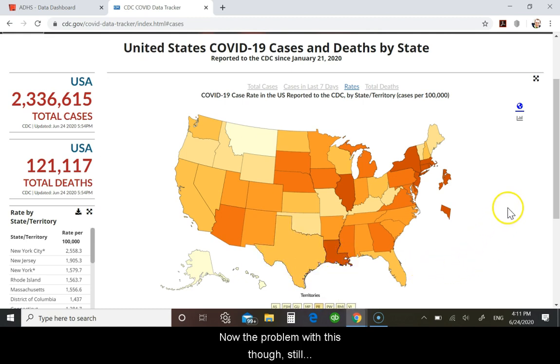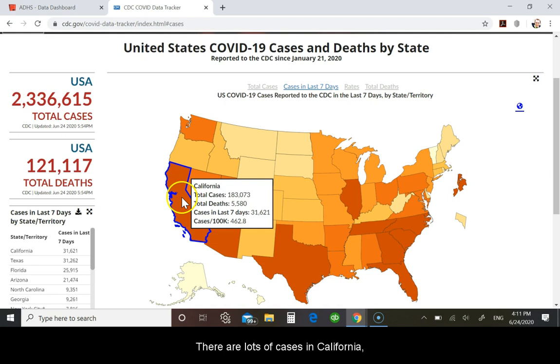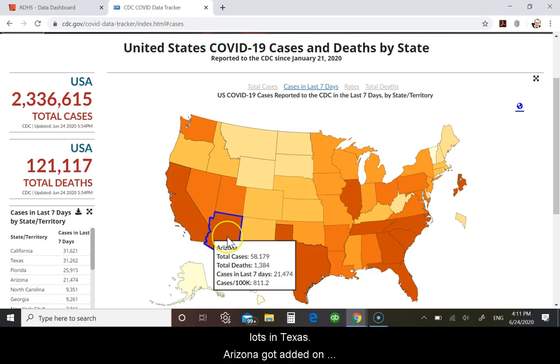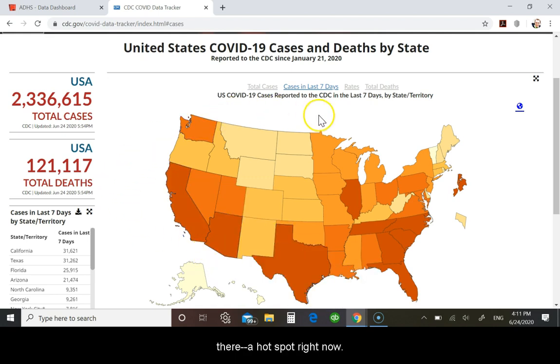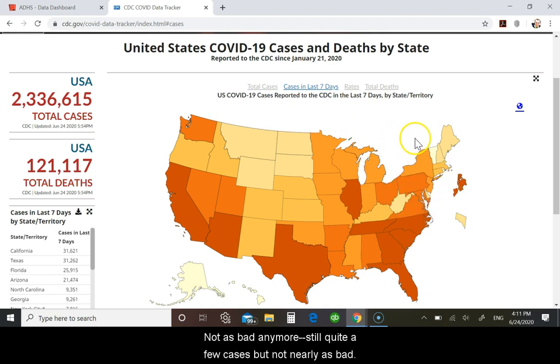Now, the problem with this, though, is that it's just telling me the total count. While it's good that it's now normalized by the population, it's counted all the cases from the very beginning. If I want to figure out where it is risky for me to be, I probably want to know what's going on recently. So look at the cases in the last 7 days. Now I see there are lots of cases in California, lots in Texas. Arizona got added on there, a hot spot right now. But look what happened in New York and Michigan. Not as bad anymore. Still quite a few cases, but not nearly as bad.